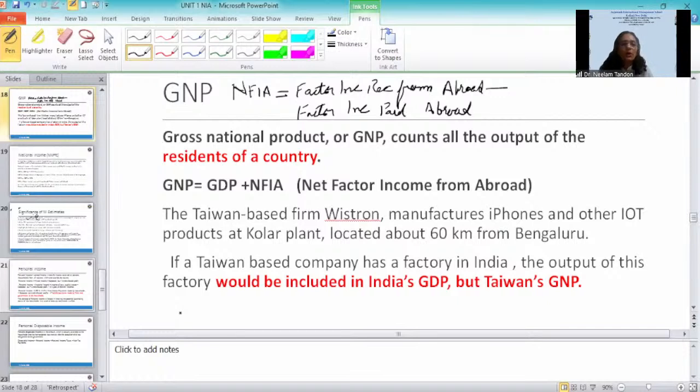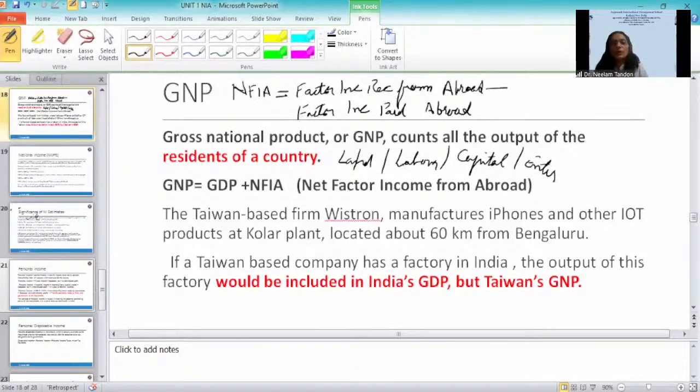Okay, so this concept of net factor income from abroad, Kaveri wanted me to explain once again. See, first you understand the concept of factor income. What is factor income? Factor income is the income received by factors of production. What are factors of production? Factors of production are land, then you have labor, you have capital, and you have entrepreneur, isn't it? So these are the players.